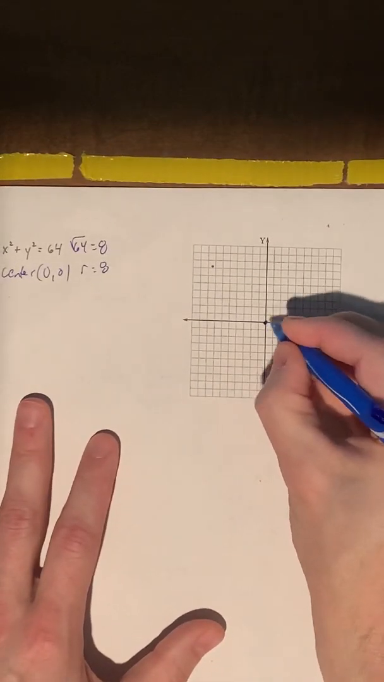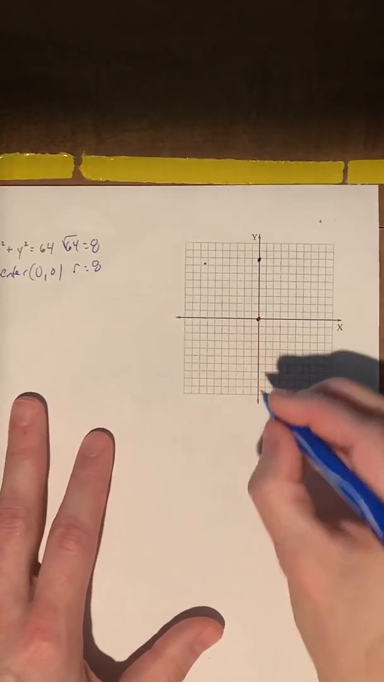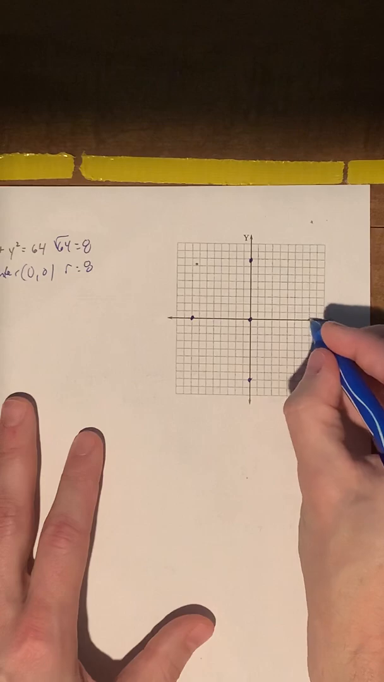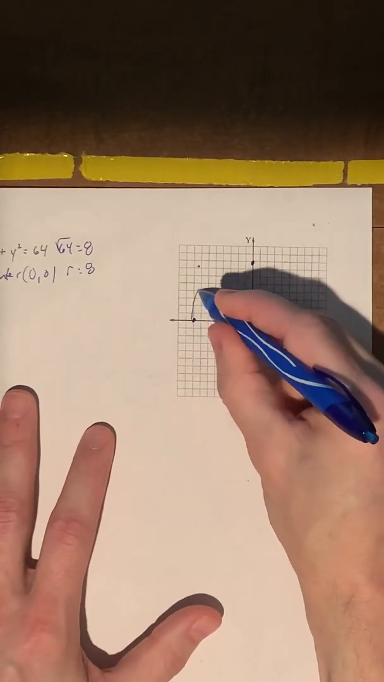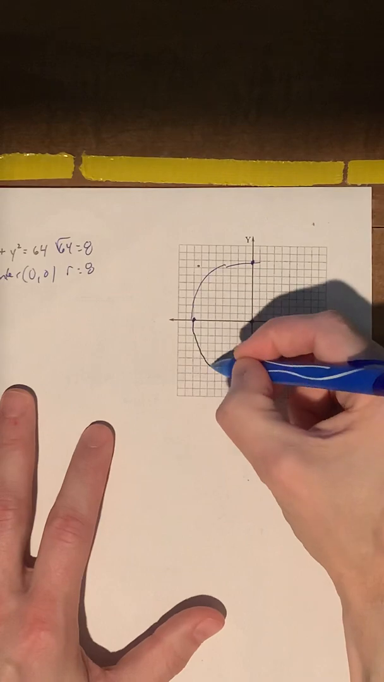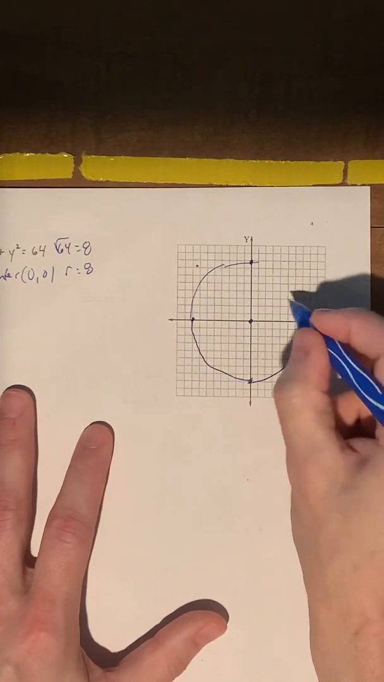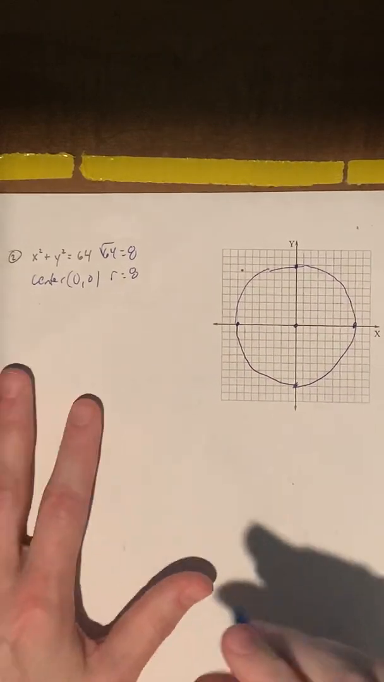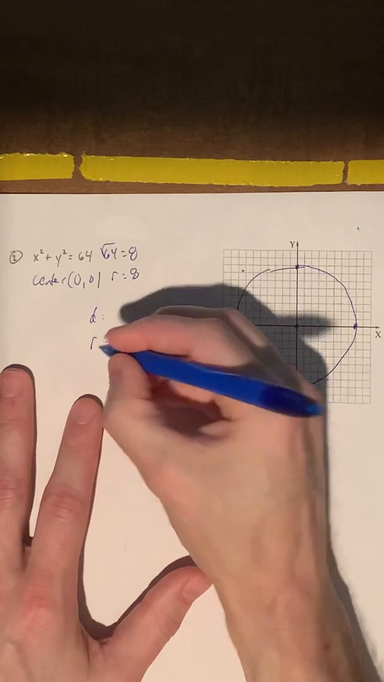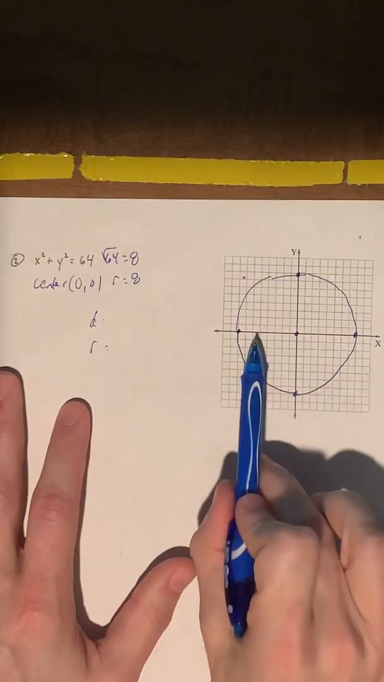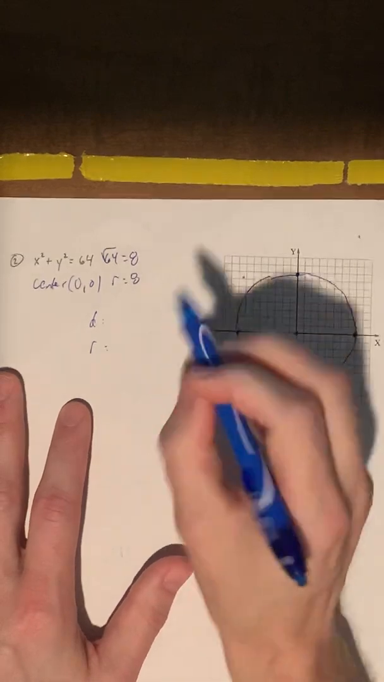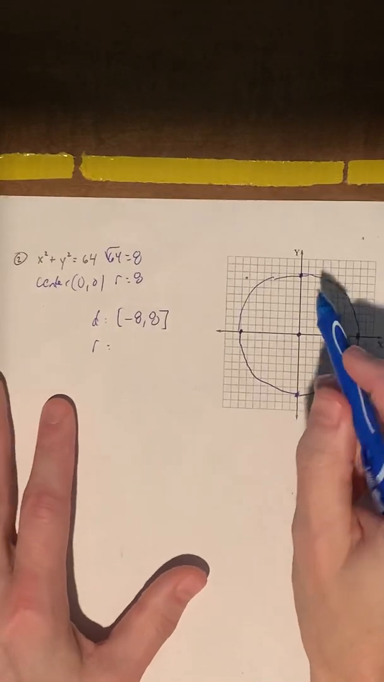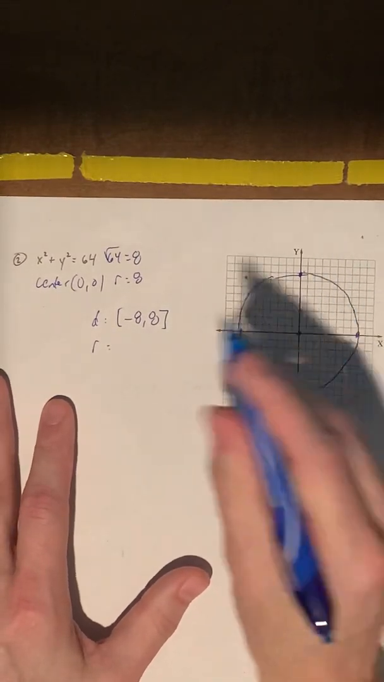So here's your radius. 0, 0, and you go up 8, down 8, left 8, right 8. So you can graph your circle. Now for domain and range. Domain are x's from negative 8 to positive 8. So you can write the interval like such. And for the range, it's the same, from negative 8 to positive 8.